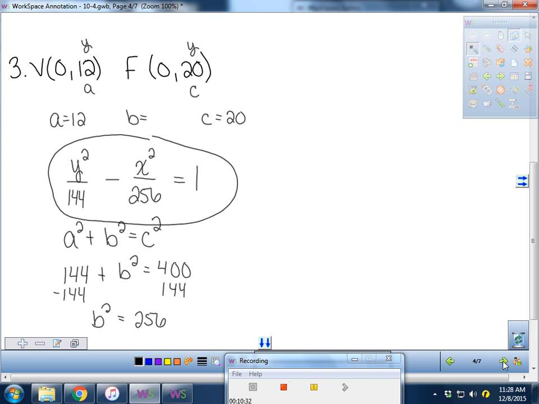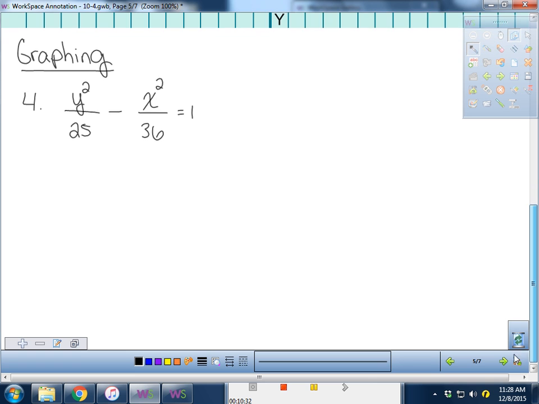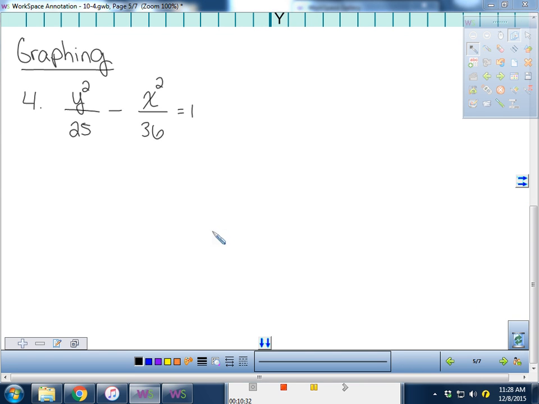All right, now let's do a few graphing problems. 3 to be exact. All right, so if you take a look at this, remember we decided that it matters what's in front on these. So if I look at this, y is in front of the minus sign. So I know that this is going to be a vertical hyperbola. All right, what that means is that it's going to open up and down.